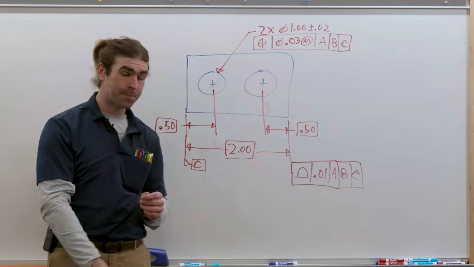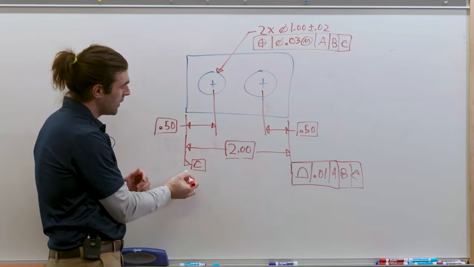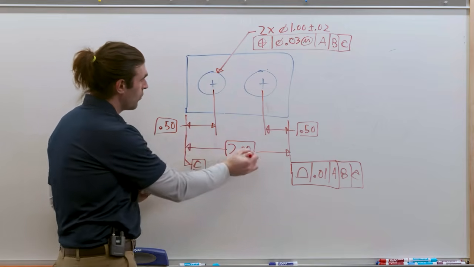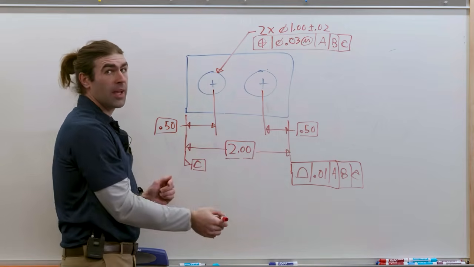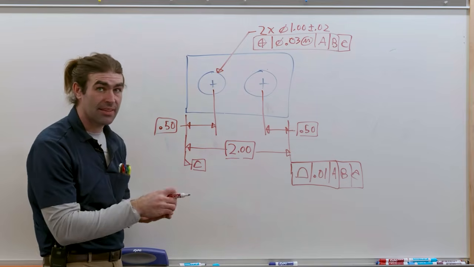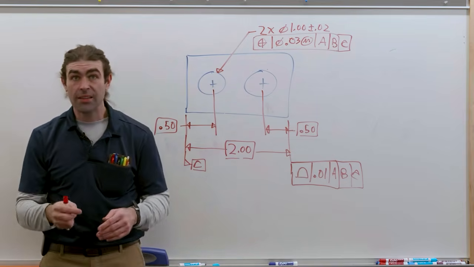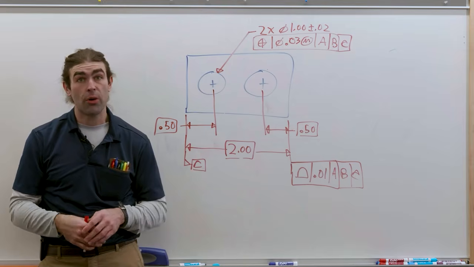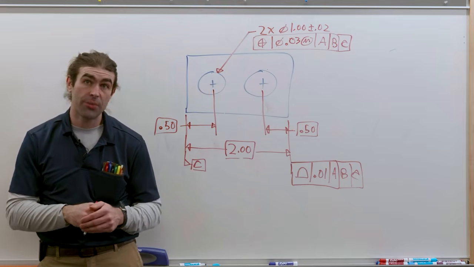Now they can loop. So datum C is here. We can go 2 inches and then back and then locate this, but they've got to be connected. So that's it for this video. I just wanted to go over these 4 major concepts of GD&T.